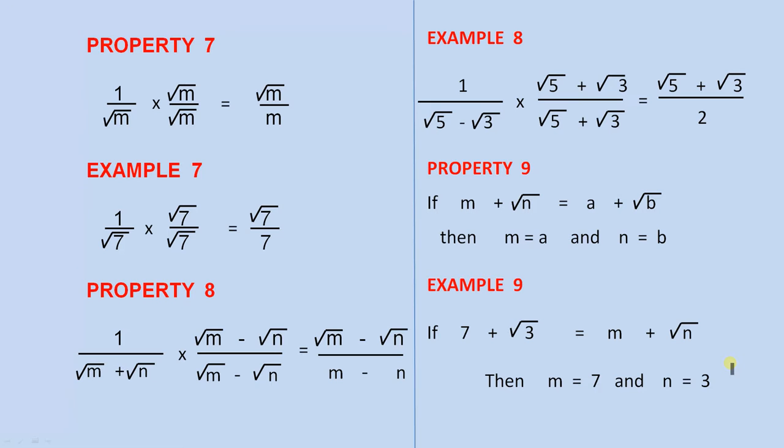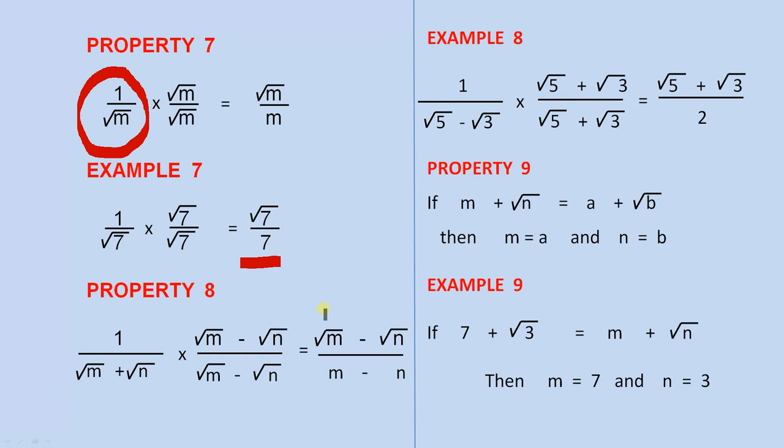Property 7: 1 over the square root of m times the square root of m over the square root of m equals the square root of m over m. So basically, if we start off with 1 over the square root of m, if you multiply top and bottom by the square root of m, that's a way of rationalising the denominator. So the denominator becomes a rational number. And here's example 7, very straightforward, exactly the same as the property.